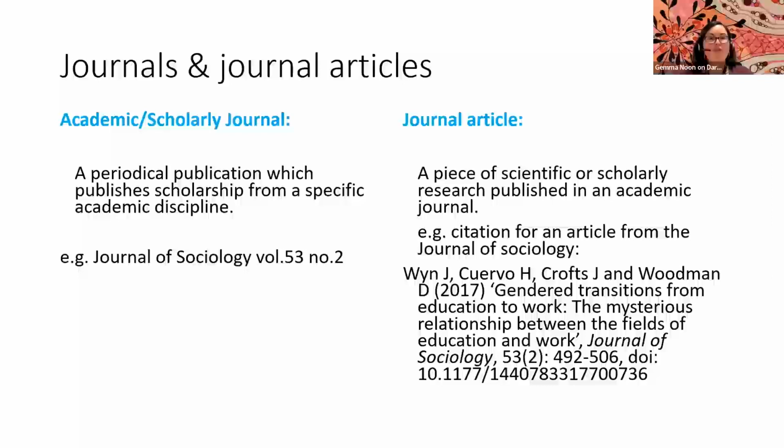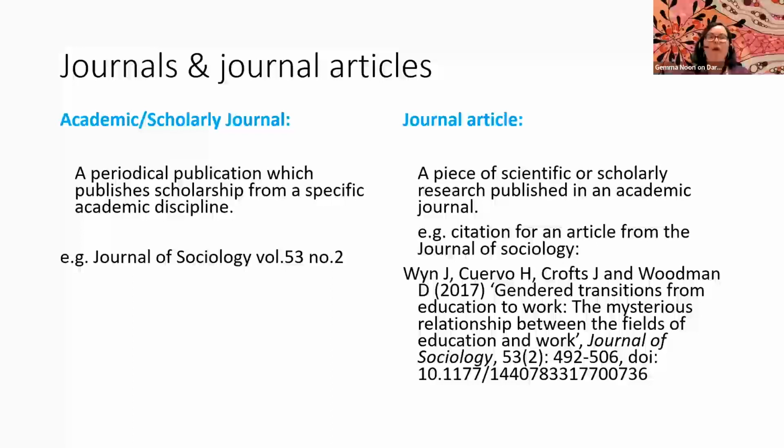Thank you. Now, going into this topic a little bit further, a definition of an academic or scholarly journal is a periodical publication which publishes scholarship from a specific academic discipline. So, for example, the Journal of Sociology or a Journal of Nursing, a Journal of Engineering.